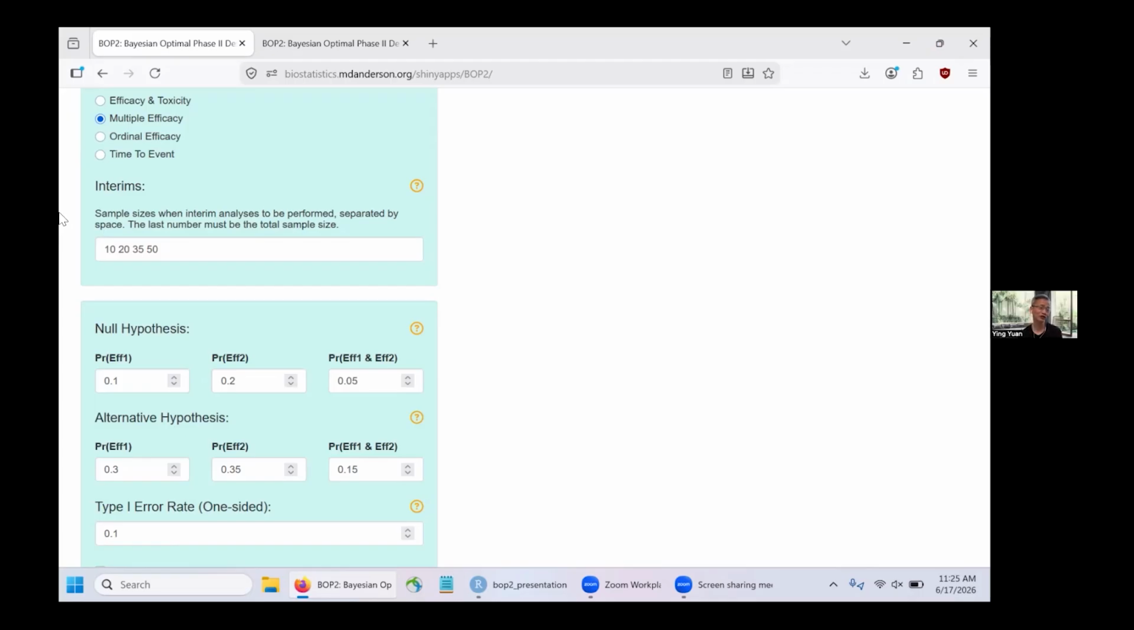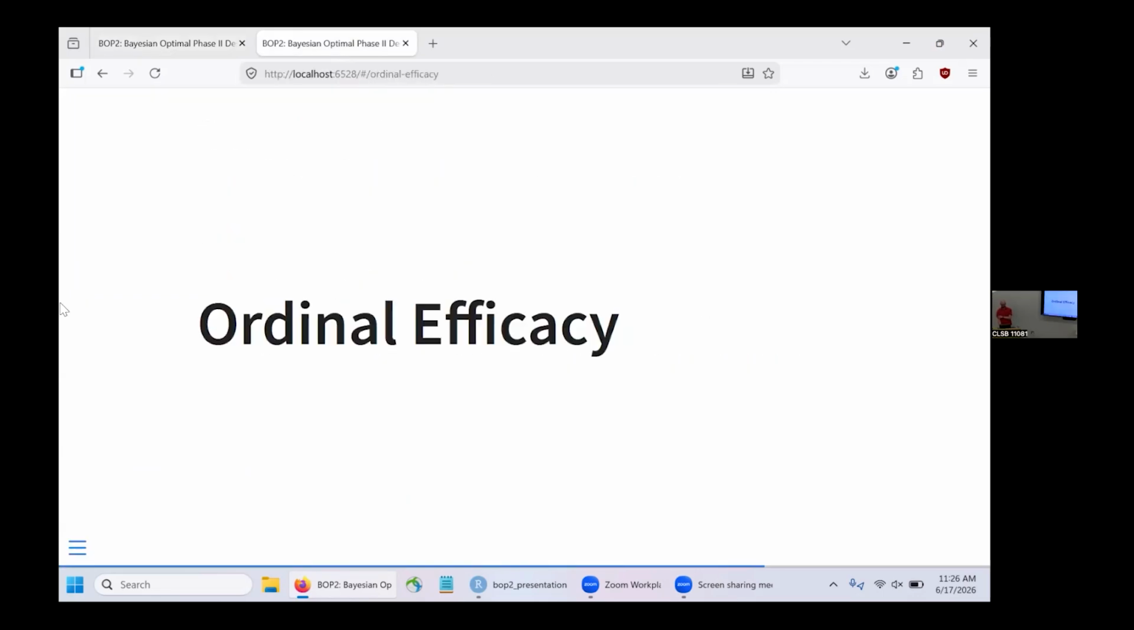And if you see one during the interim, if you see the response rate is past the threshold, then you don't have to wait. You just directly move forward. So in practice, it's not as much of a logistical challenge as it seems to be. Okay, ordinal efficacy.